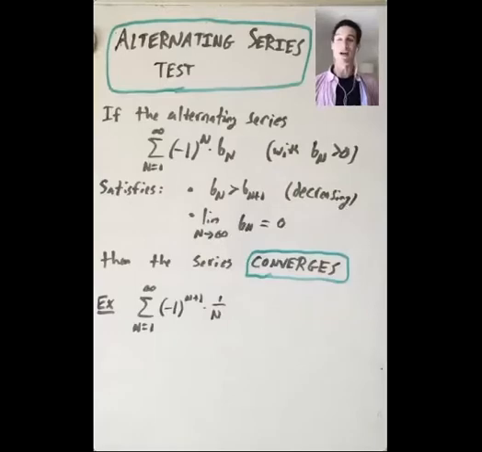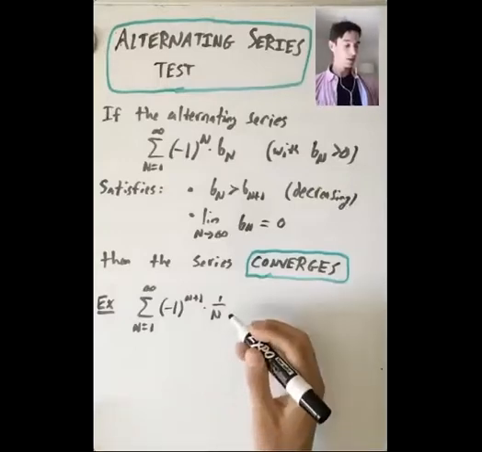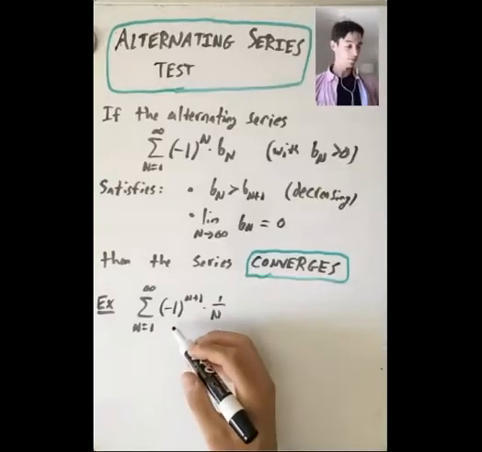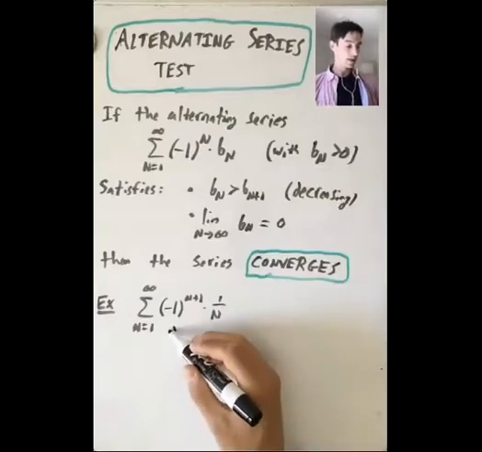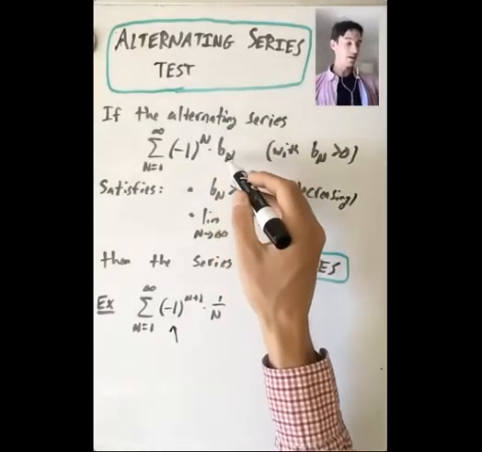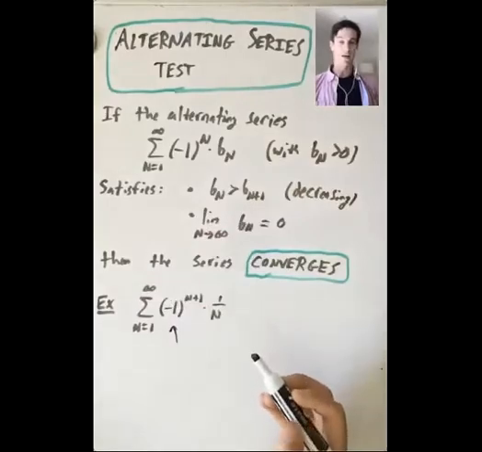Okay, so this is much easier than taking an improper integral or finding some other clever sequence to compare your sequence and series to. So let's look at what it says in this example. First thing, here we don't have a (-1)^n, but we have a (-1)^(n+1). But that's okay.